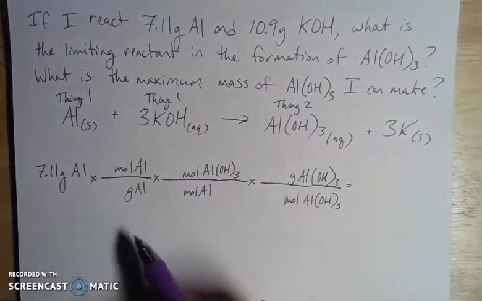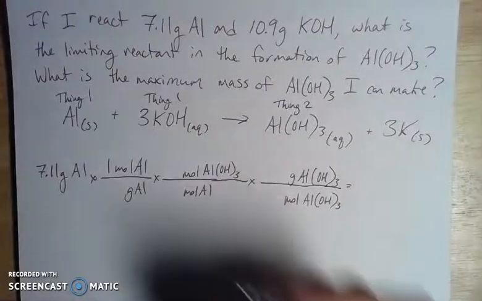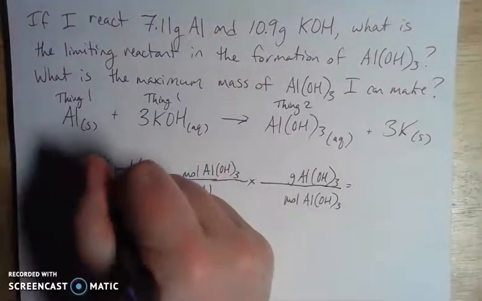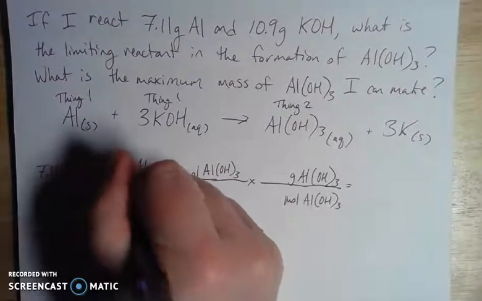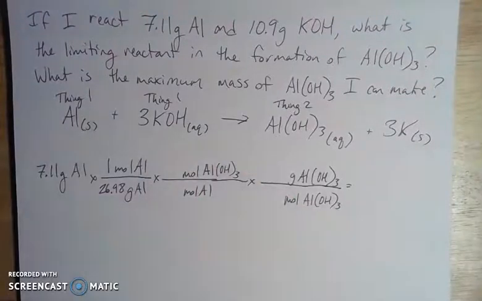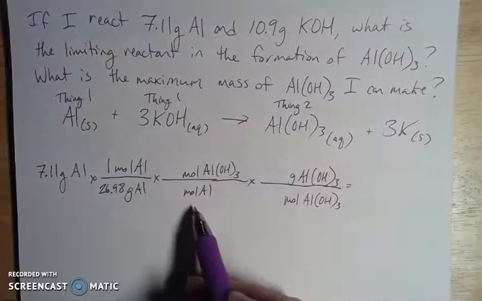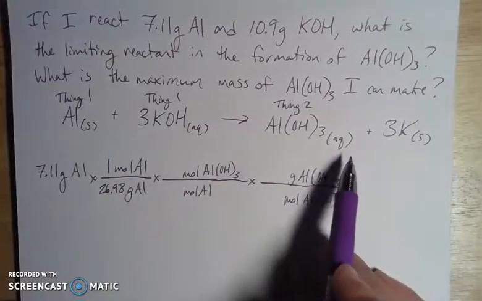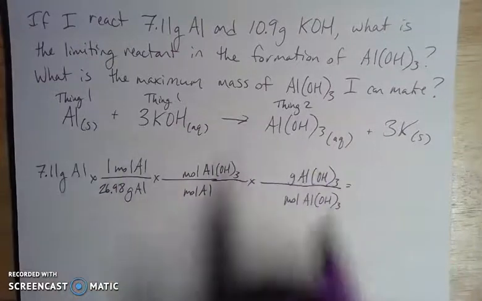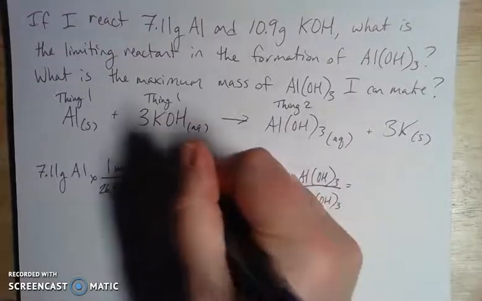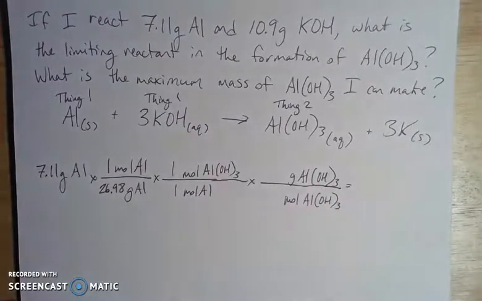Now I'm going to fill this in from the periodic table. So in every 1 mole of aluminum, when I look in the periodic table, it's 26.98 grams. That's just the molar mass of the aluminum itself. The molar ratio comes from the balanced chemical equation. This is a 1-to-1 ratio. So for every 1 mole of aluminum, I produce 1 mole of aluminum hydroxide.